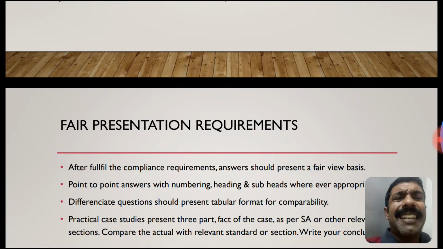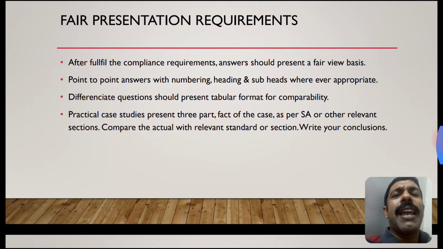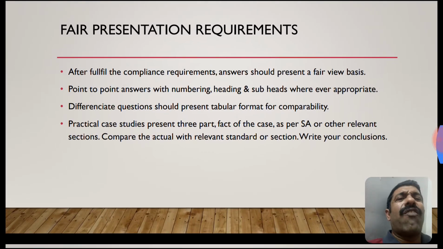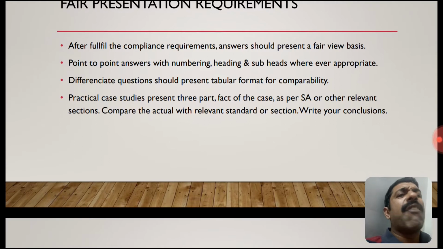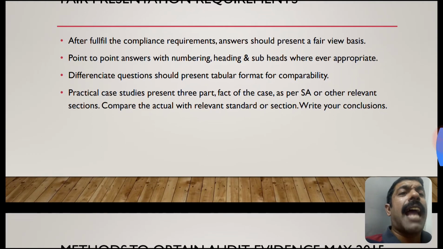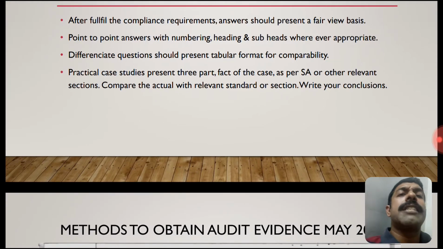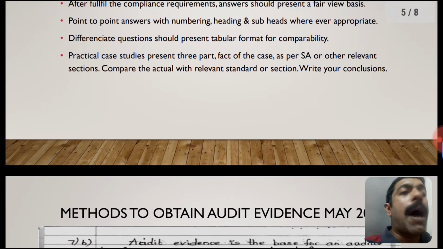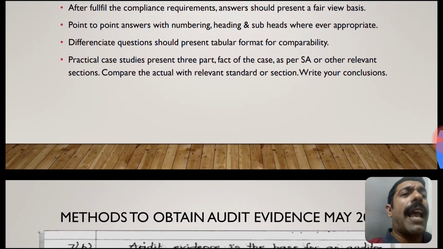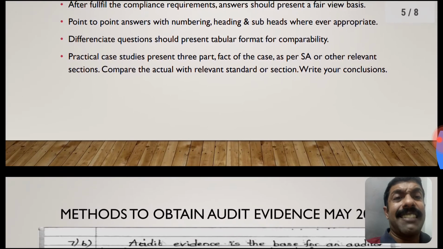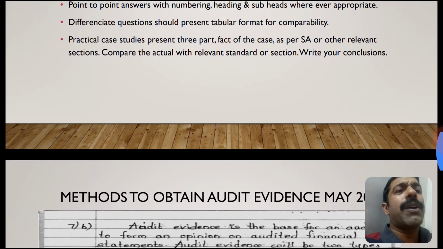Fair presentation requirement means your answer should be in the following way: point to point answers with numbering, heading and subheading wherever appropriate. Differentiate questions should be presented in tabular format for comparability to the examiner. Practical questions have to be presented in three parts. One is the facts of the case and as per the reality of SA or other relevant sections. Compare the actual with the relevant and write your conclusions.